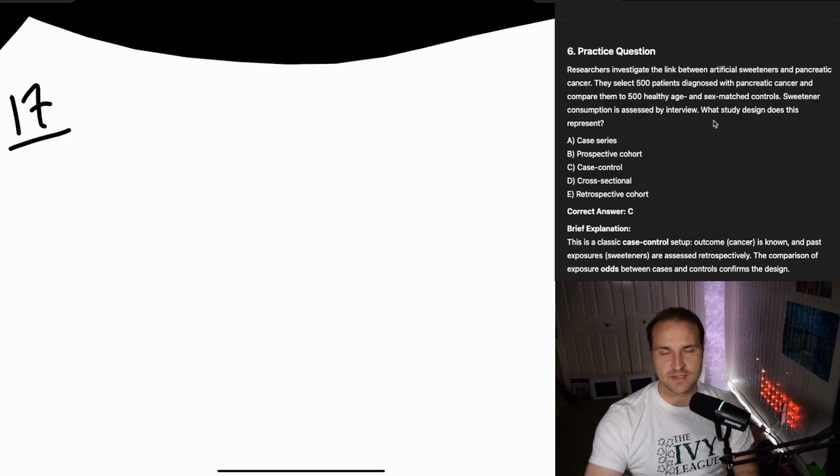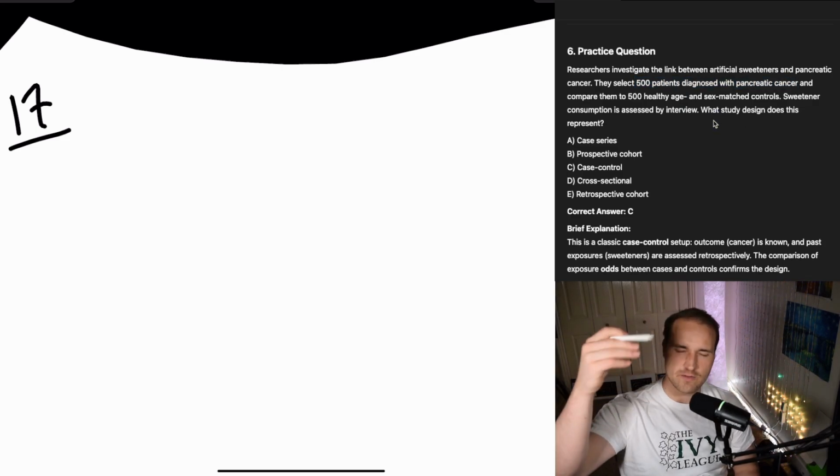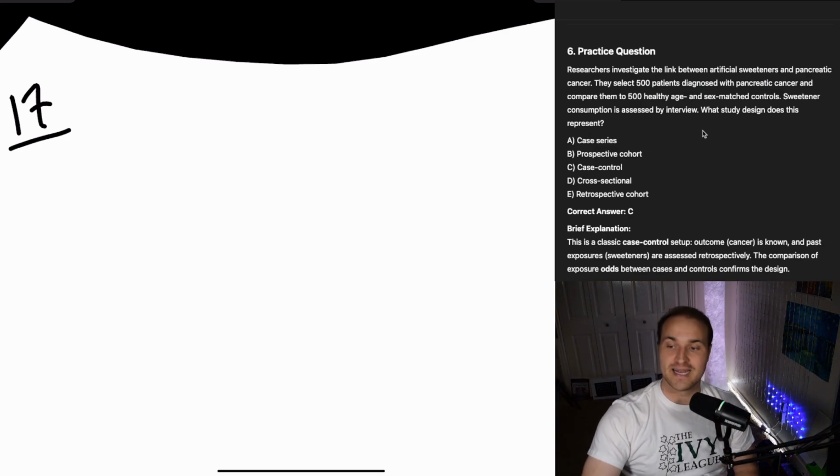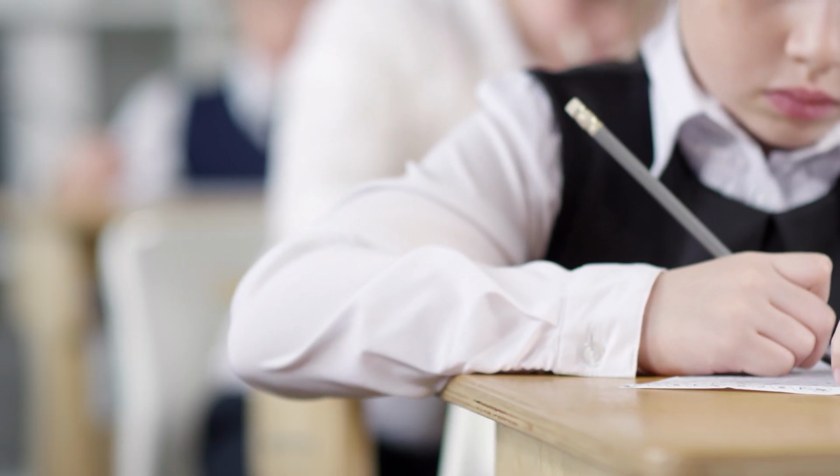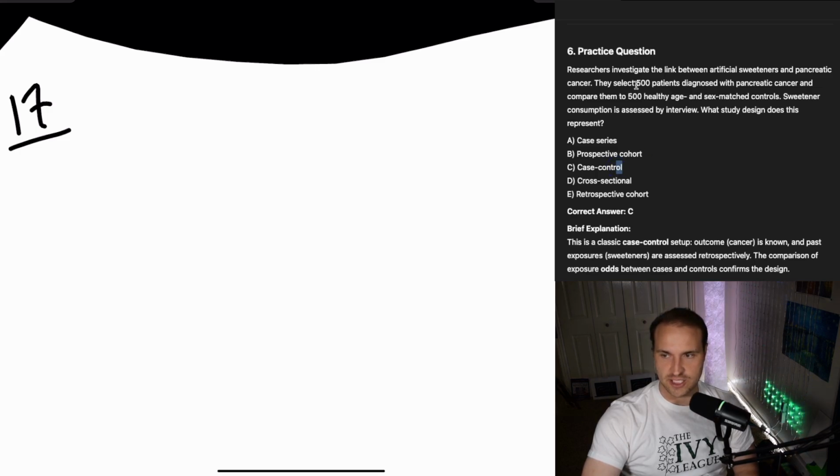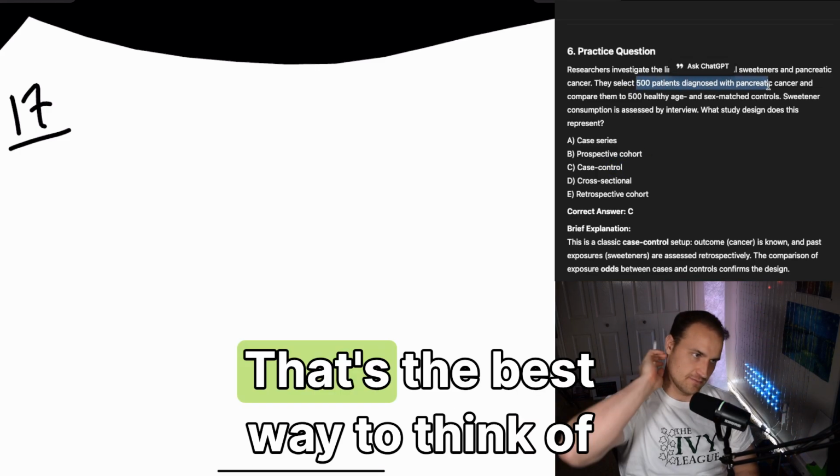Those with pancreatic cancer. I'm not saying they were odd. I'm just saying for memory aid, it's helpful to think about odds ratio, because in a case control, with the O at the end, odd, O, case control, odds ratio, the odd people are selected first. That's the best way to think of this.